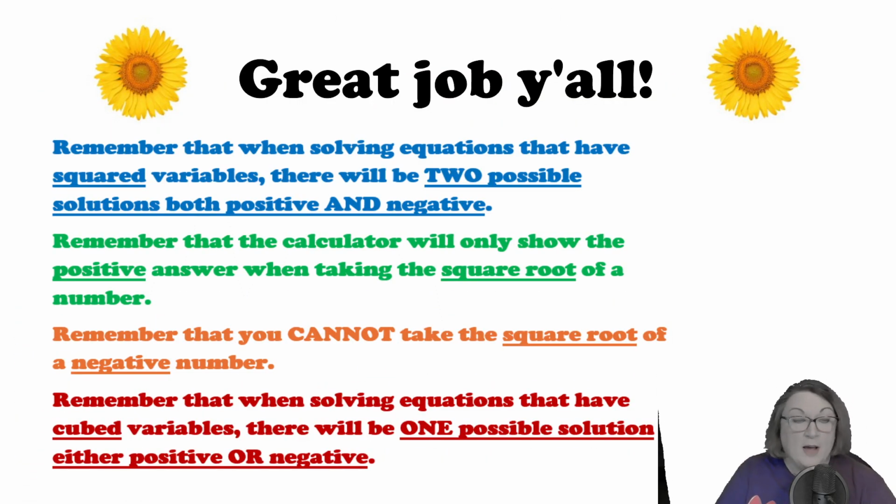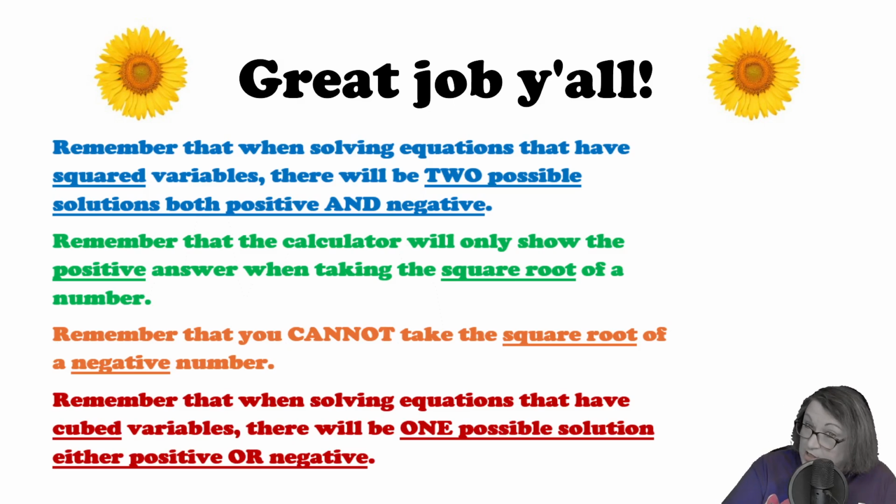Okay, great job, y'all. Remember that when solving equations that have squared variables, there will be 2 possible solutions, both positive and negative. Remember that the calculator will only show the positive answer when taking the square root of a number, even though the negative answer is still correct. It's both. It's 2 solutions. Remember that you cannot take the square root of a negative number. You can take the cube root, but you cannot take the square root.